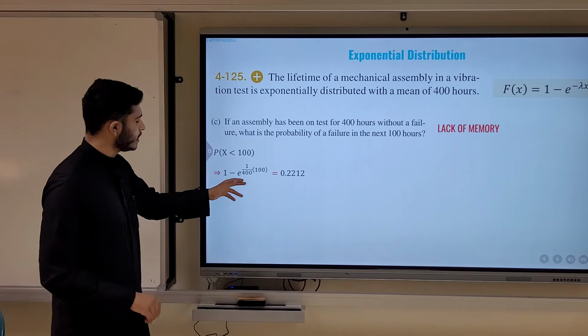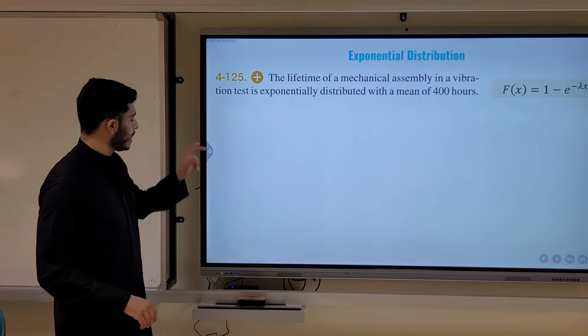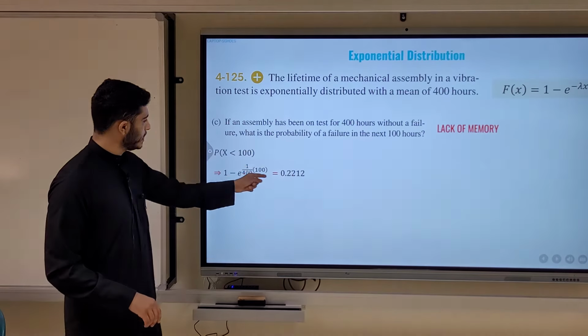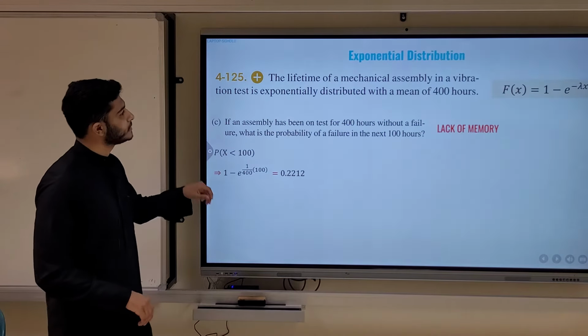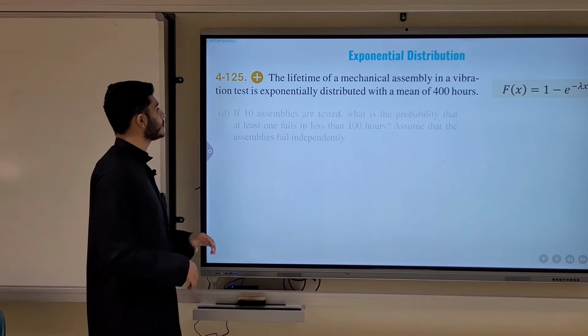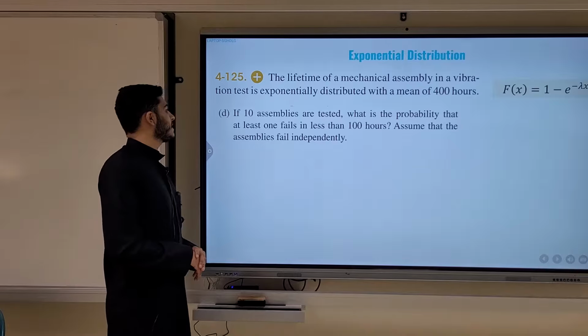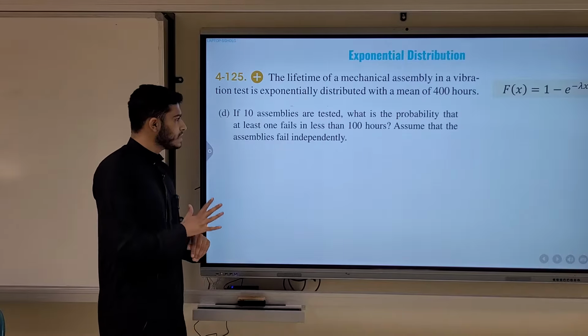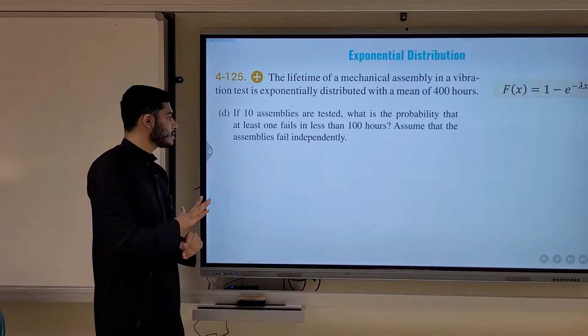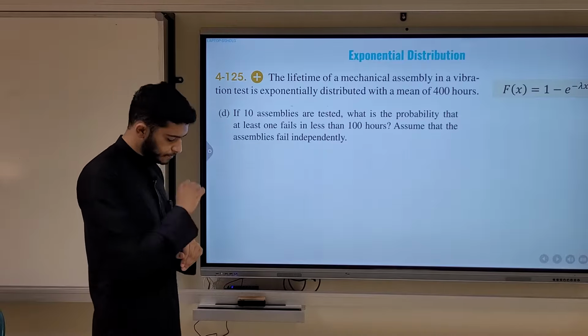So we already solved this one, right? Yeah, we already did. I don't mean the same part; we solved the probability of x less than 100. Now, next part of the question. If 10 assemblies are tested, what is the probability that at least one fails in less than 100 hours? Assume the assemblies fail independently.